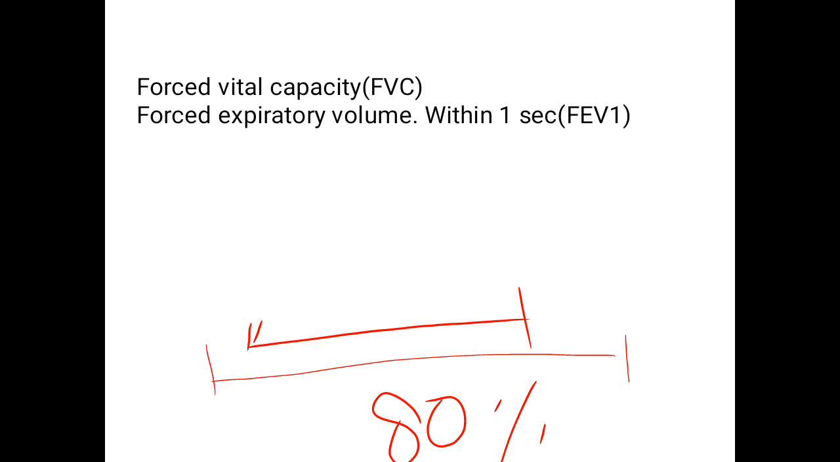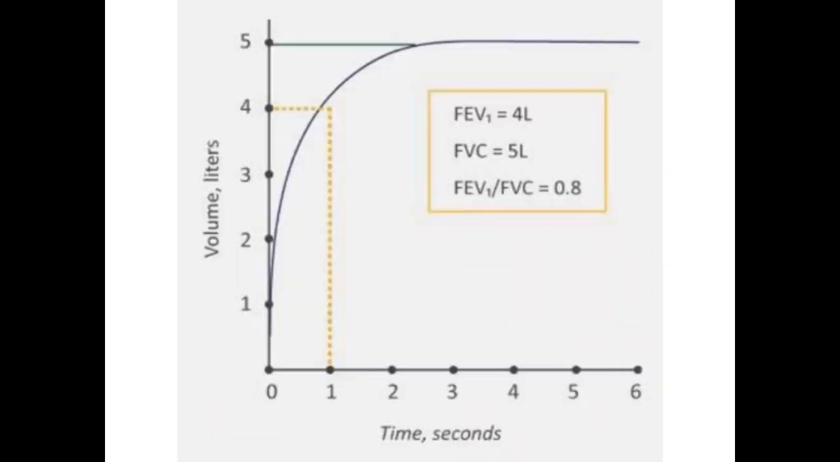These two values are very important for the diagnostic purpose of the restrictive and obstructive lung diseases, especially to differentiate between these. So how much our lung has the capacity to expire forcefully and normally, or within 1 second. Okay, so this is the normal curve showing the forced expiratory volume and forced vital capacity, और फिर हम उसकी ratio निकालते हैं and the normal ratio is 0.8 or 80%.